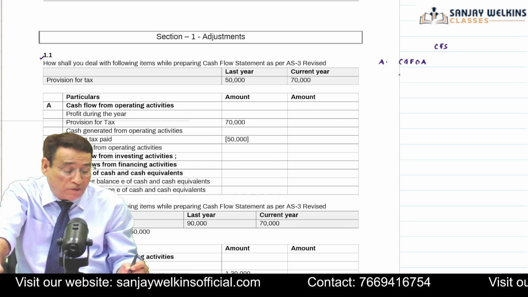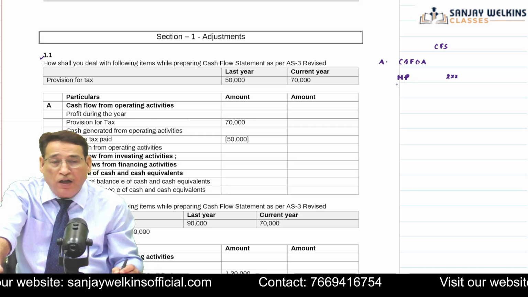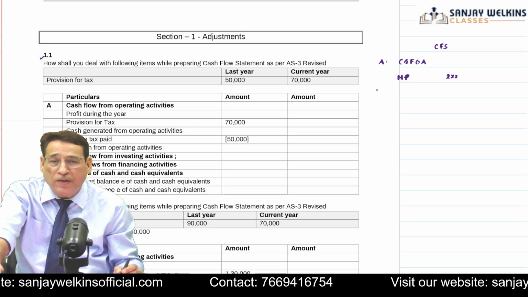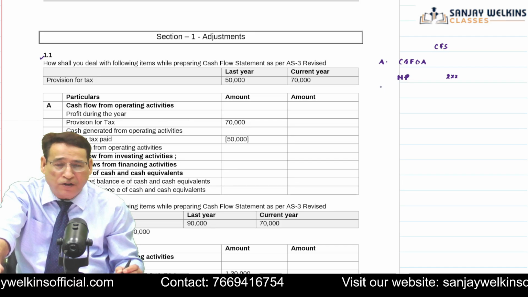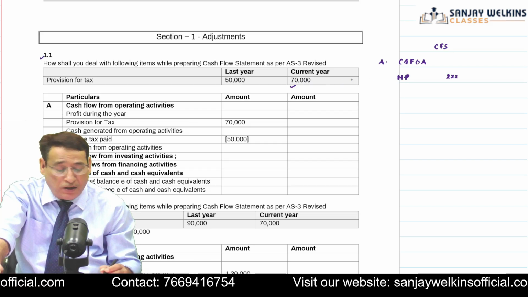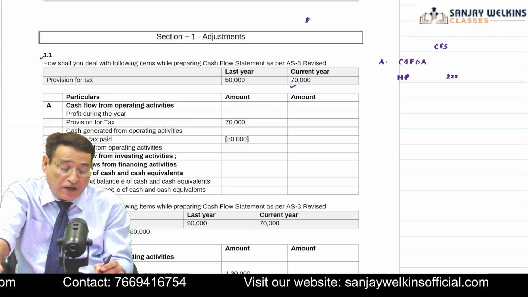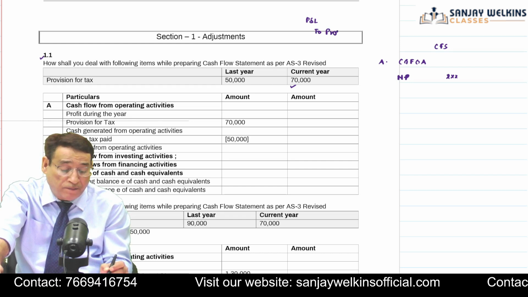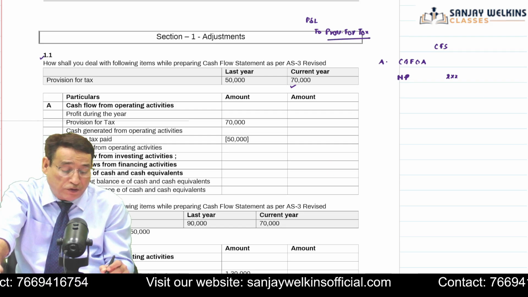So in cash generated from operating activities, first of all we write net profit, and then we add all the non-cash expenditure as we talked about in the last session. Besides that, we also add all the non-business financing expenditure, and we also subtract non-trading incomes. Remember, I'm talking about the current year's provision for tax. Current year's provision for tax means in the current year you have set aside a part of profit for the provision for tax.